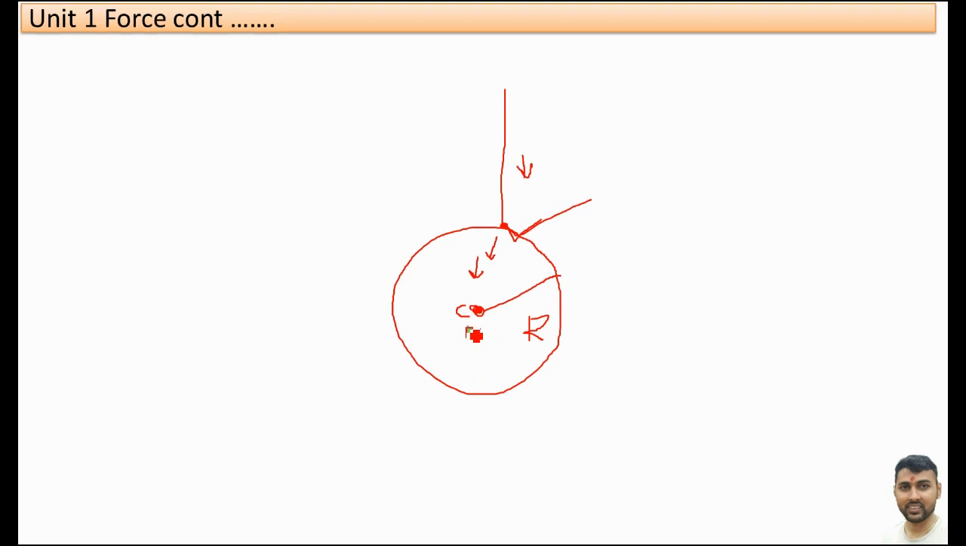At the center of the Earth, acceleration due to gravity becomes zero because there is no radius. The acceleration due to gravity is maximum at the surface of the Earth. If you go up, acceleration due to gravity decreases, and if you go down, acceleration due to gravity decreases.